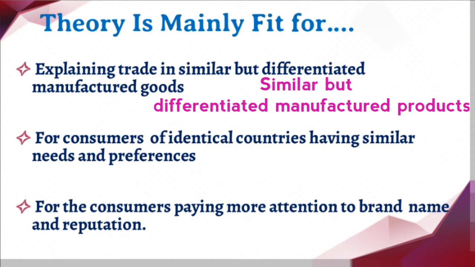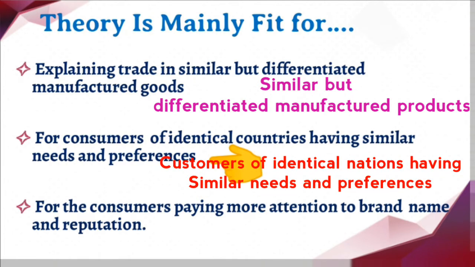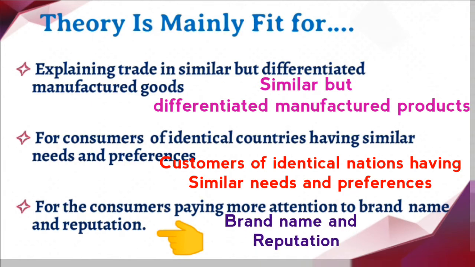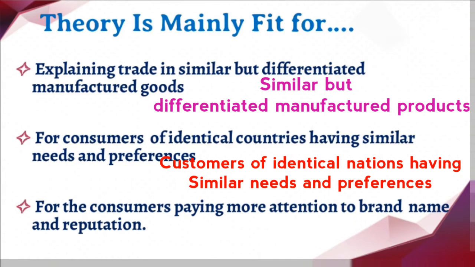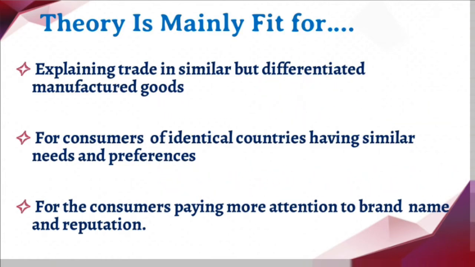Second point, the theory is useful for the consumers of identical countries having similar needs and preferences. Identical countries means countries having similarities. And third point, this theory would be useful for the consumers paying more attention to brand name and reputation. So in this theory, Linder suggested that it would be useful for the above said situations. So what does this theory actually mean?